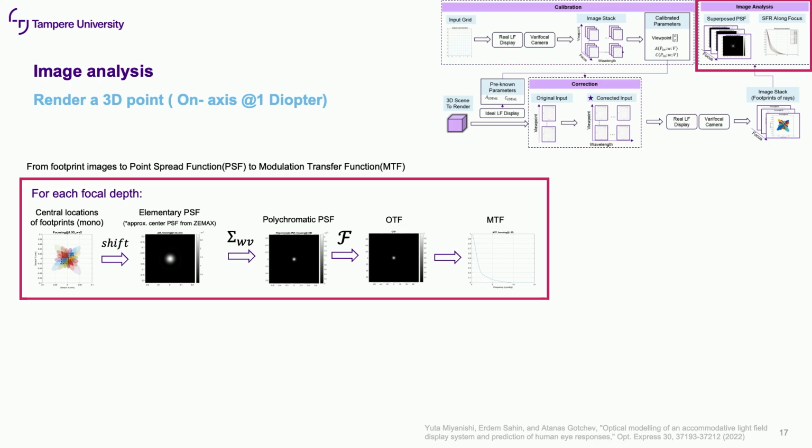exact local PSFs. Then we aggregate all the spatially shifted elementary PSFs across all wavelengths, assigning them equal weight. This approach yields the polychromatic PSF, or the observed PSF on the sensor. Finally, by applying a Fourier transform, we obtain the final observed optical transfer function, or OTF, and MTF at a specific focal depth.